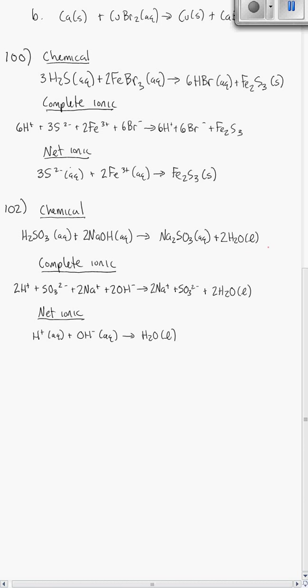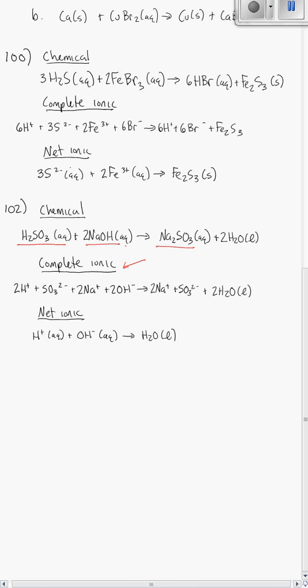From here, the strategy is similar to the one we employed in 100. You break up everything that's aqueous into its constituent ions. So that means our sulfurous acid, our sodium hydroxide, and our sodium sulfite all get broken up into ions, and our water is left alone. If you look at the complete ionic equation here, that's what it looks like. We have our 2 H pluses, our SO3 2 minus, 2 Na pluses, 2 OH minus. Again, this 2 carries through to everything in it.